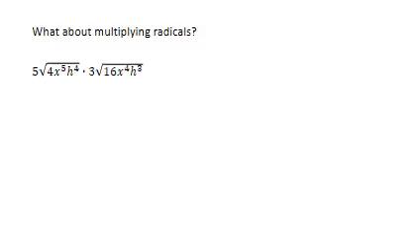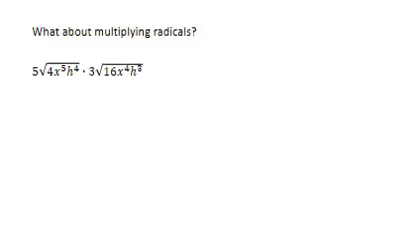Last example we want to look at in this lesson is the case of having two radicals that we're multiplying together. So in this example we have 5 times the square root of 4x to the 5th h to the 4th times 3 times the square root of 16 x to the 4th h to the 3rd.